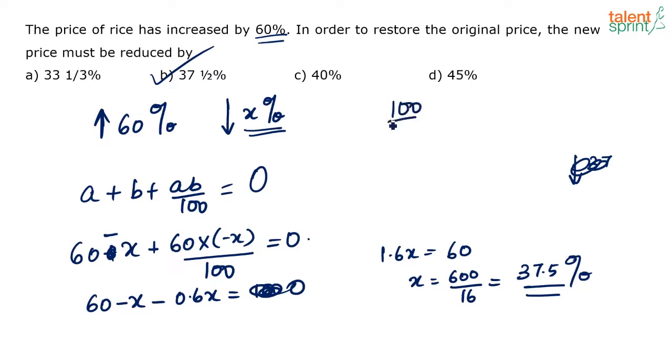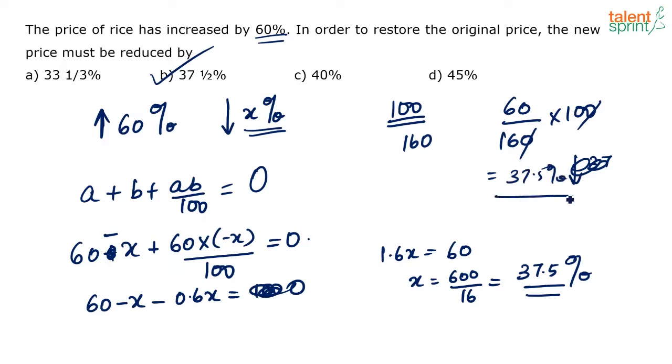Okay. Now the actual other way to do it will be like this. Assume that the cost of rice is 100 rupees. Now it has become 160 rupees. You have to bring it back to the original price. The original price is what? 100. So by how much should you reduce the price? You have to reduce it by 60, right? 60 out of 160 into 100. You should get the same answer. You can check that: 600 by 16. You will still end up getting the same answer. Is it clear? So this is the actual way in which you do it. You still get 37.5%. You can do it faster using the concept of effective percentage.